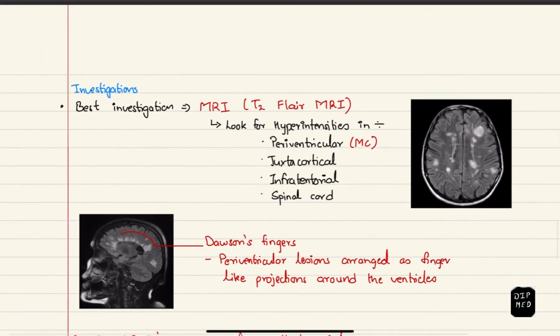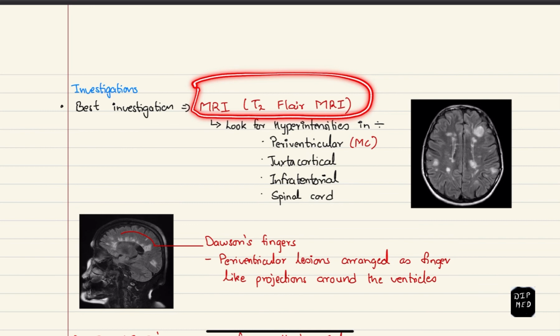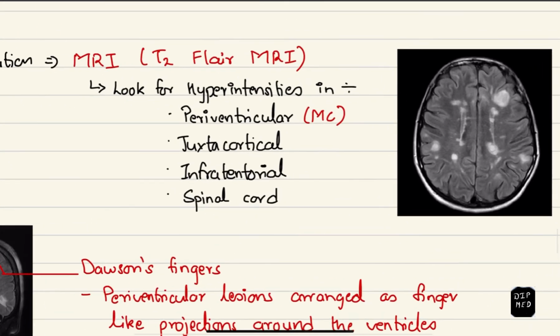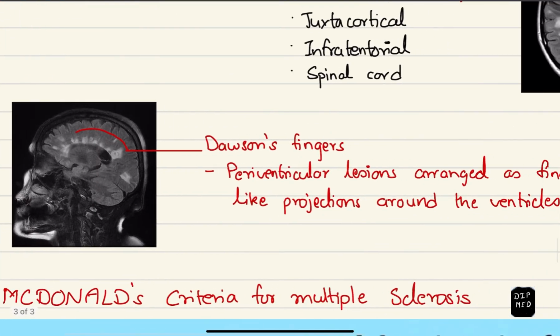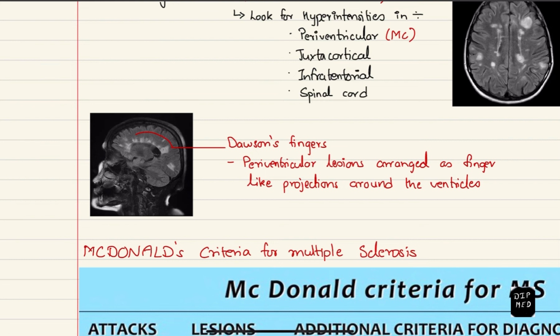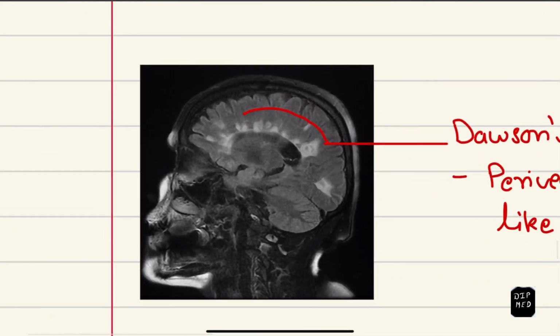Now we come to the investigation part. The best investigation is MRI. We look into T2 FLAIR MRI because the inflammation appears bright here. So we look for hyperintensities in MRI in areas of the central nervous system like paraventricular area, juxtacortical, infratentorial, and spinal cord. Out of these, the most common area is the paraventricular area. And also, sometimes the lesions in the paraventricular area are arranged in finger-like projections around the ventricles, which are also called Dawson's fingers.